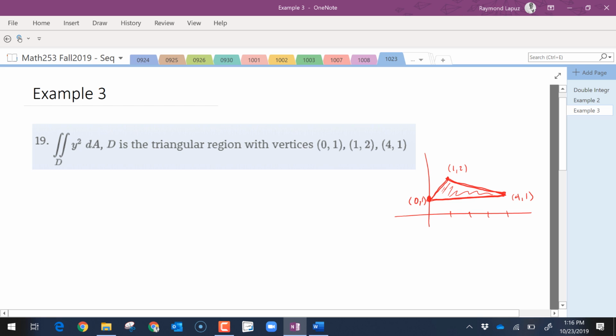So, what do we want to integrate with respect to first? Why? Because what? It's flat on the bottom. Okay. So let's integrate with respect to y first.